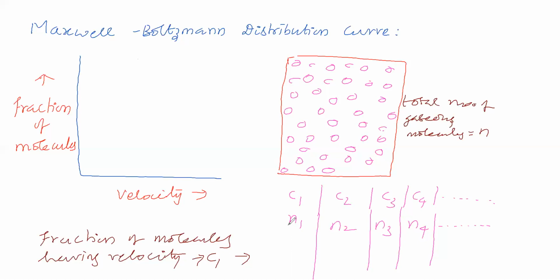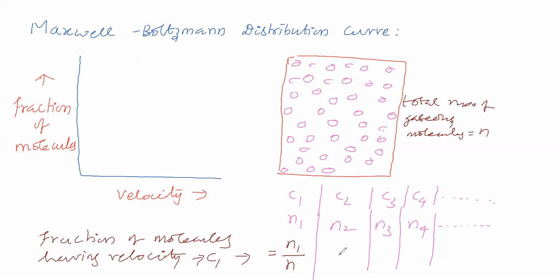Total number of gaseous molecules is n. That is correct, now you are saying correctly. Fraction of molecules having velocity c1 is equal to the number of molecules having velocity c1 divided by the total number of gaseous molecules. This ratio is called the fraction of molecules having velocity c1.